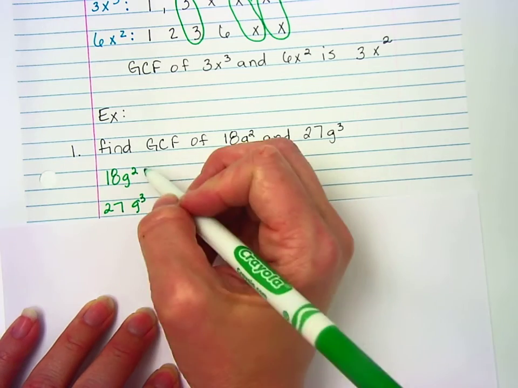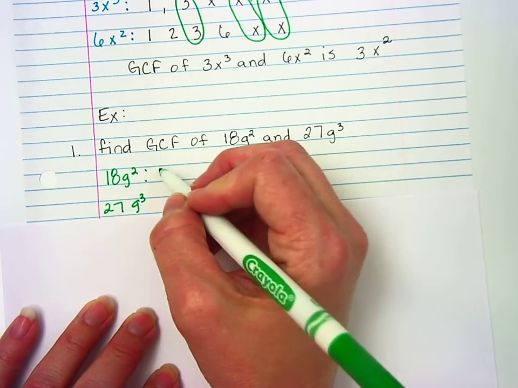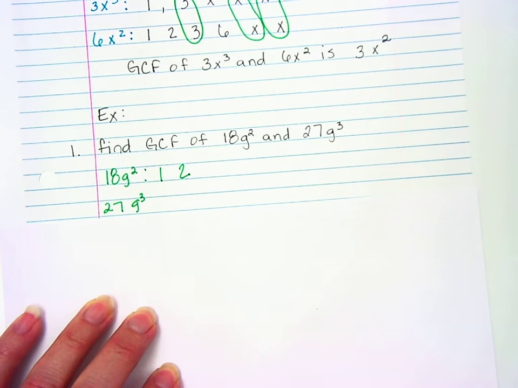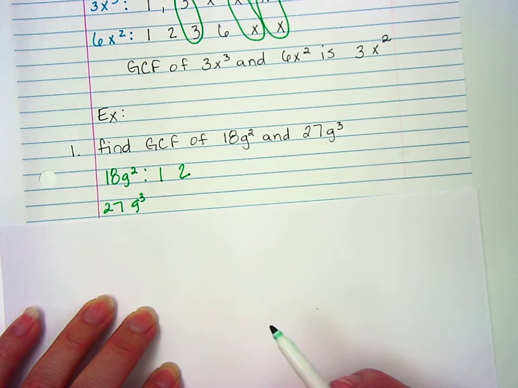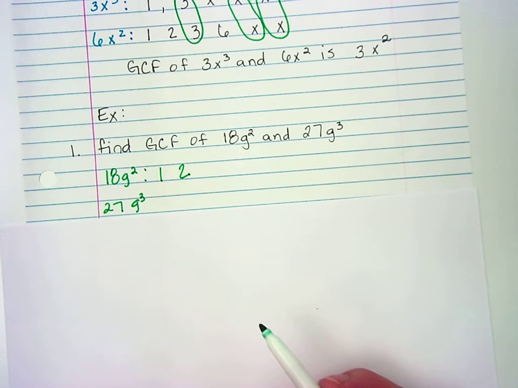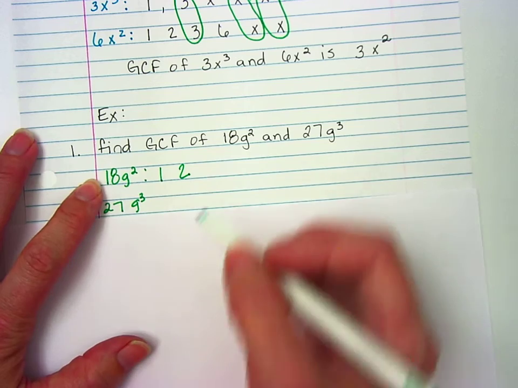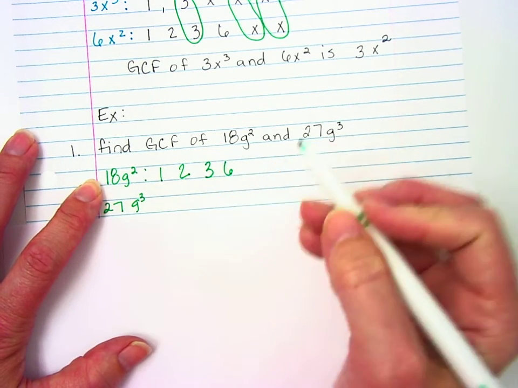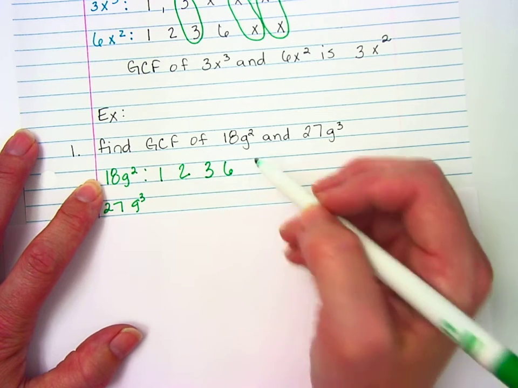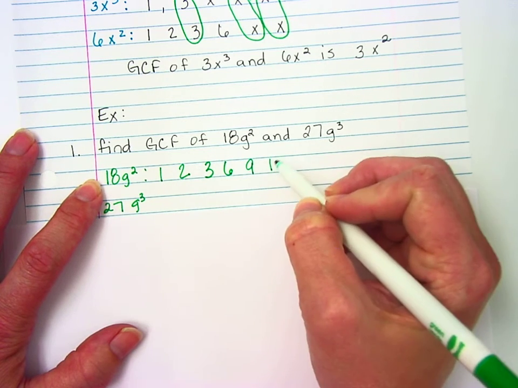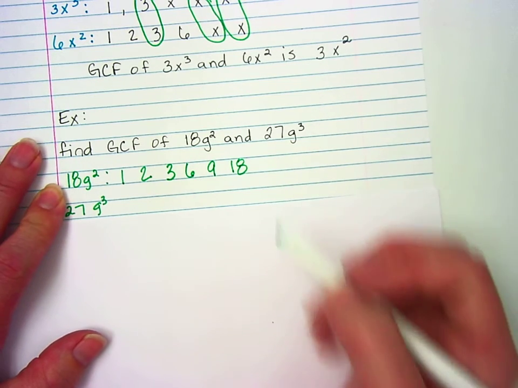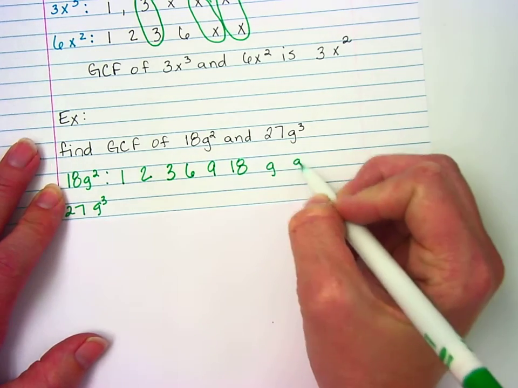So to get the factors of 18, 1 goes in 18, 2 goes in 18, 3 does not, 4 does not, 5 does not, 6, excuse me, hold on, 3 goes into 18, got ahead of myself, 3 times 6, and then 2 times 9, and then 1 times 18. Those are the factors of the number, and then I'm going to write out my g's. Same thing, I have 2 g's.